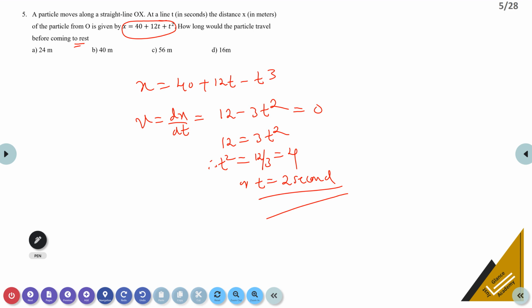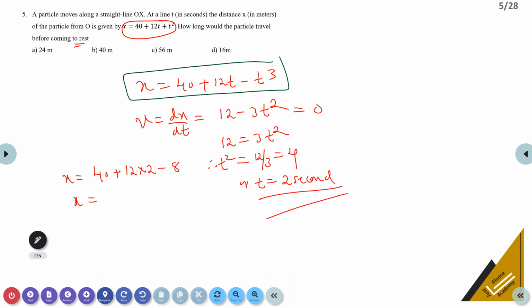Now your job is to substitute the value of t. Here you substitute it. Now x equal to 40 plus 12 into 2 minus 2 cube, which means 8. This x equal to 40 plus 24 minus 8. 40 plus 24 equal to 64 minus 8. This is equal to x equal to 40 plus 16, since 24 minus 8 is 16. This becomes 56 meter. This is the right choice.